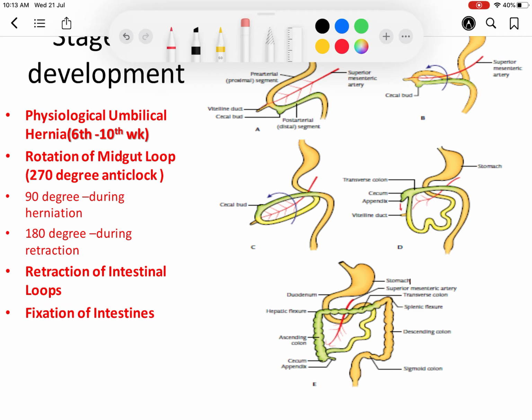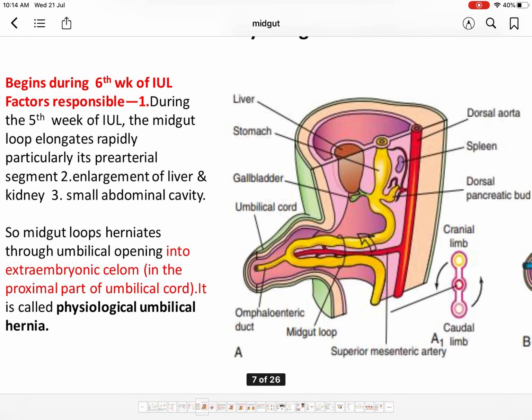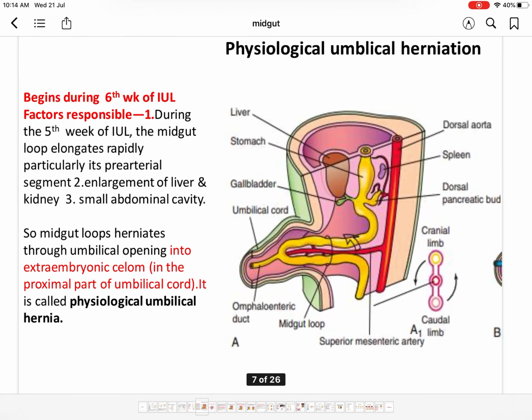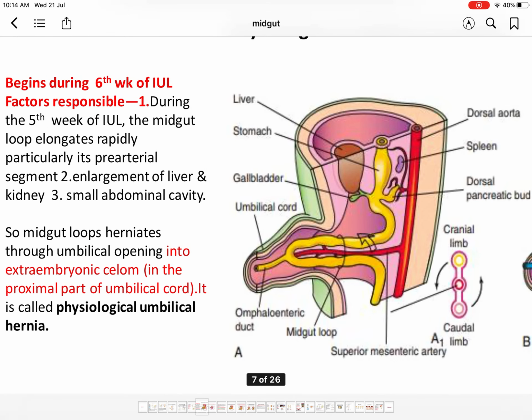Then comes retraction of the intestinal loop and fixation of the intestinal loop. So, the stages of development of the midgut are physiological umbilical hernia, then rotation of the midgut loop, then return of the intestinal loop, which occurs after the 10th week of intrauterine life, and then fixation of the intestine, in which the mesentery or the mesocolons hold the loops of intestine and colon, and some parts of the colon become retroperitoneal.